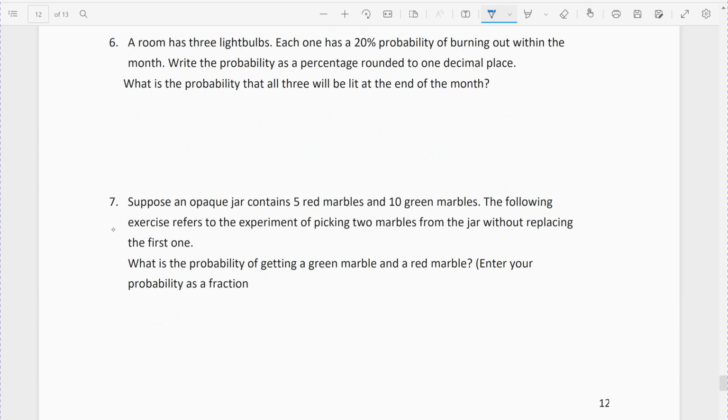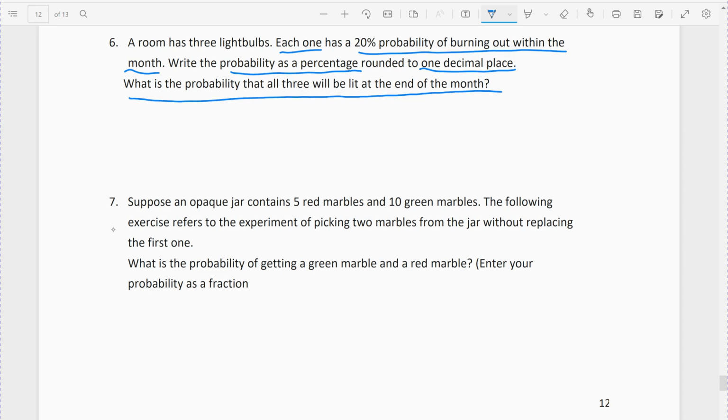Alright, a room has 3 light bulbs, each with a 20% chance of burning out within the month. What's the probability as a percentage? I've got to write the probability as a percentage, rounded to 1 decimal place. What's the probability that all 3 will be lit at the end of the month?